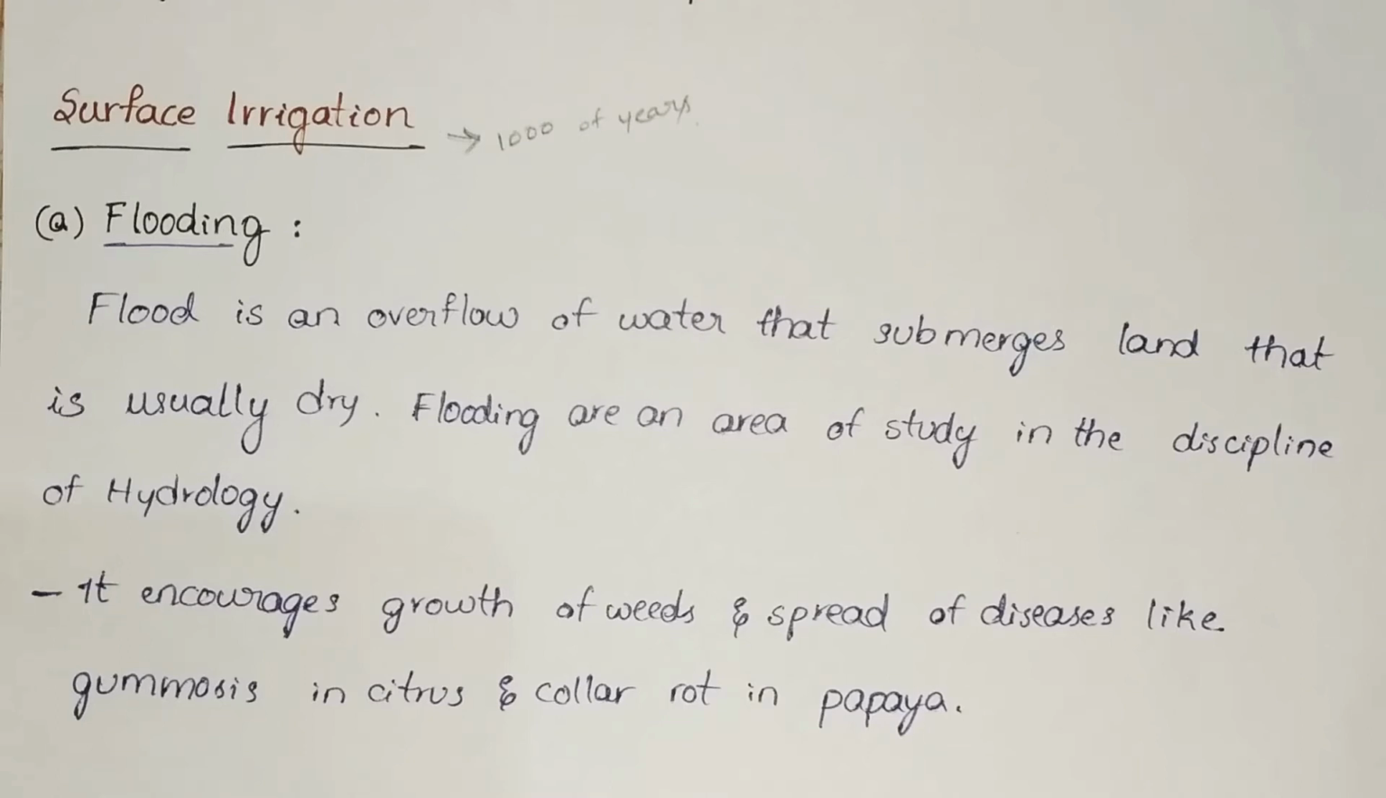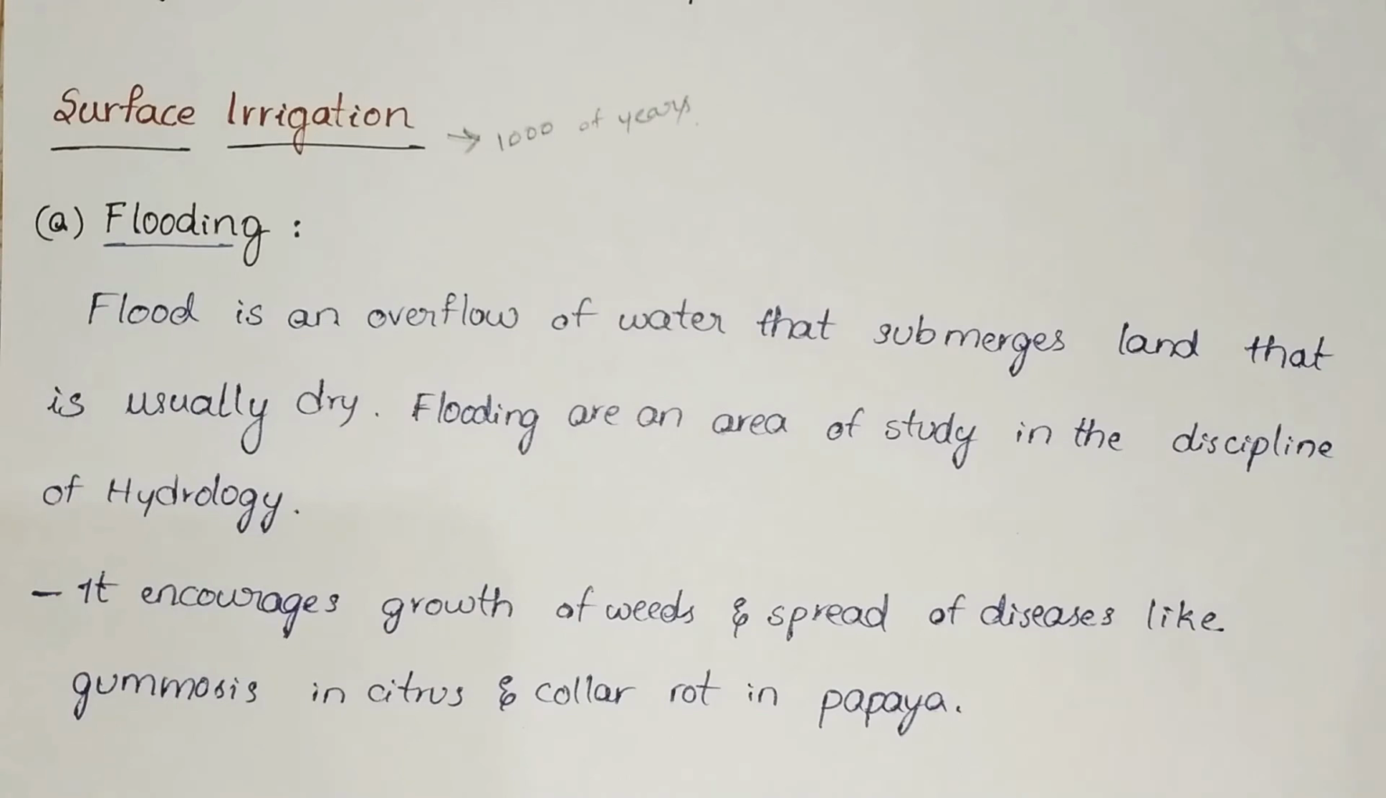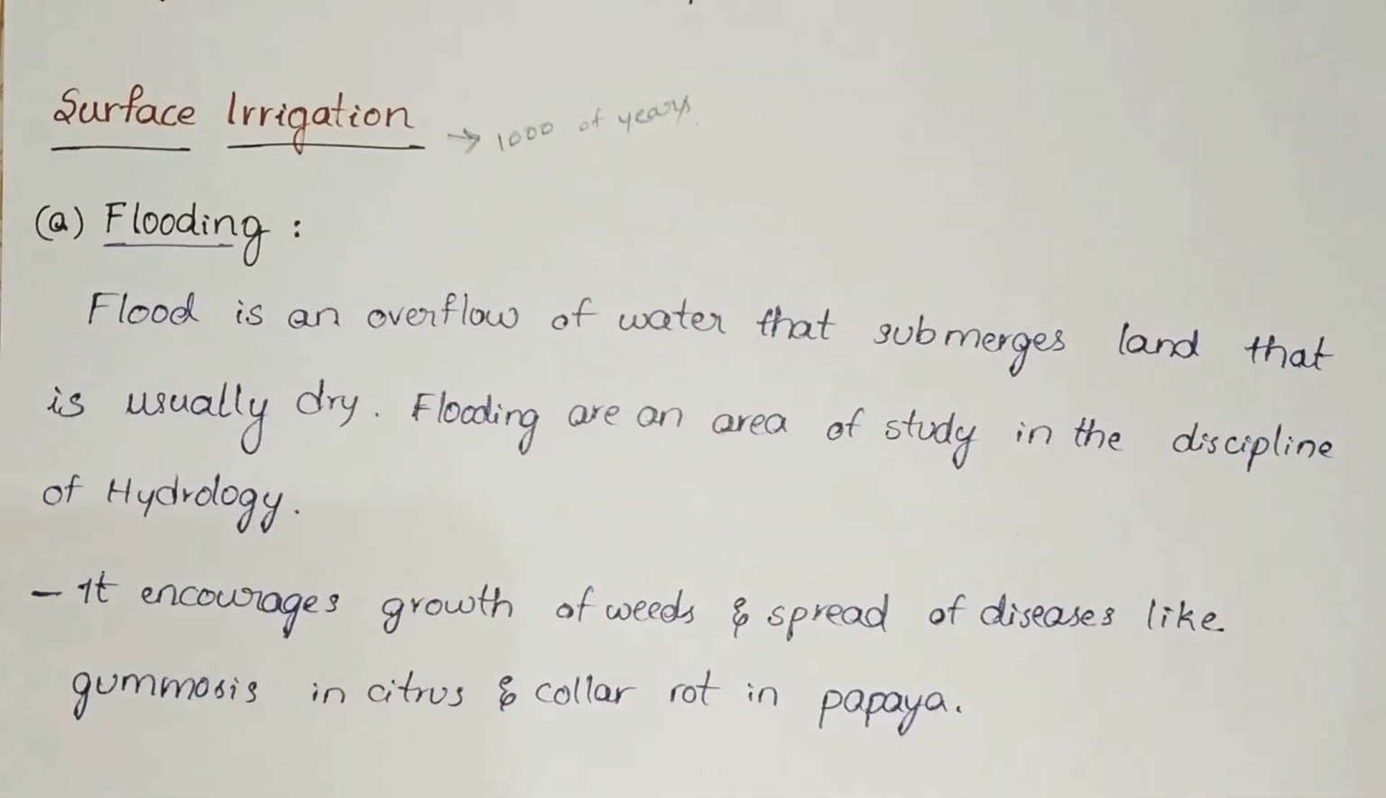Hello all, in this video we are going to discuss subclasses in surface irrigation. First subclass is flooding. What is flooding? Flood is an overflow of water that submerges land that is usually dry.